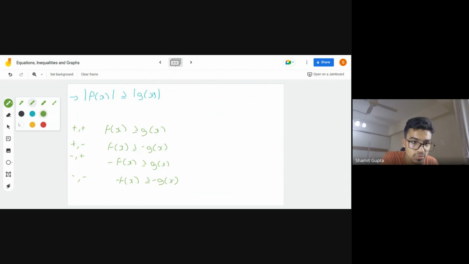If they were equal, then this and this were the same. Remember, if they were equal, then this is the same and this is the same. But in inequality, they are not the same. Because if you want to switch this negative here, this will actually be negative f(x) lesser or equal to g(x), because the inequality sign flips. So these two things aren't the same anymore, huh? The sign is different already.